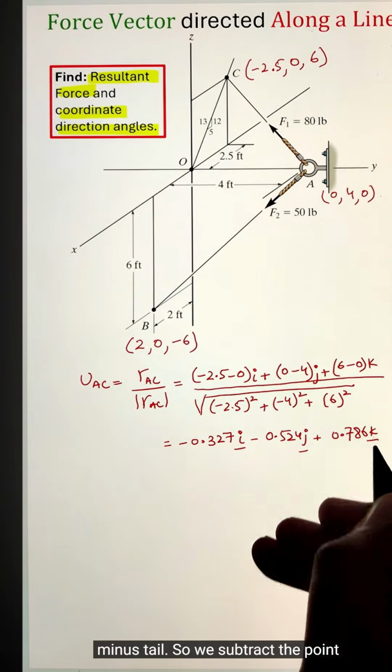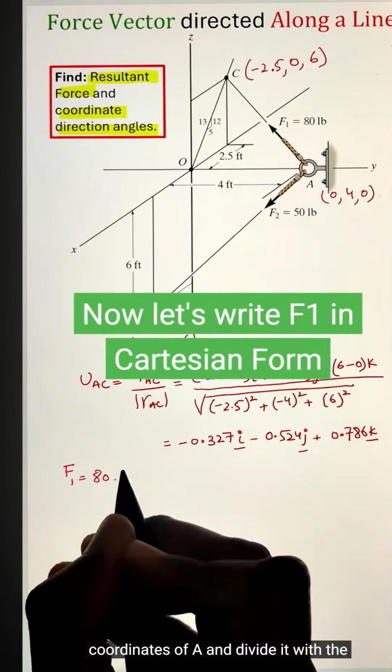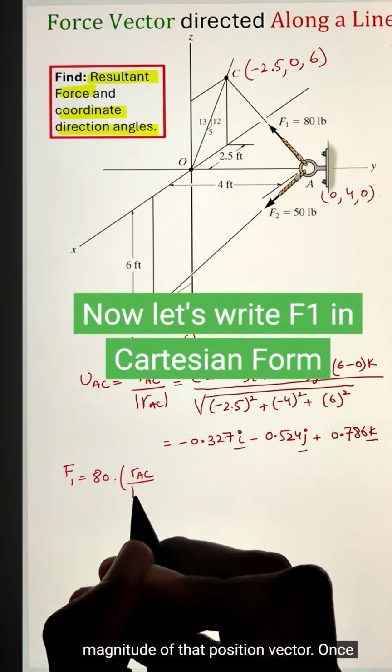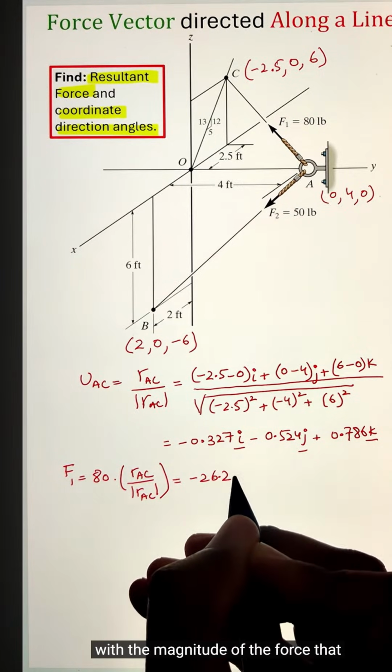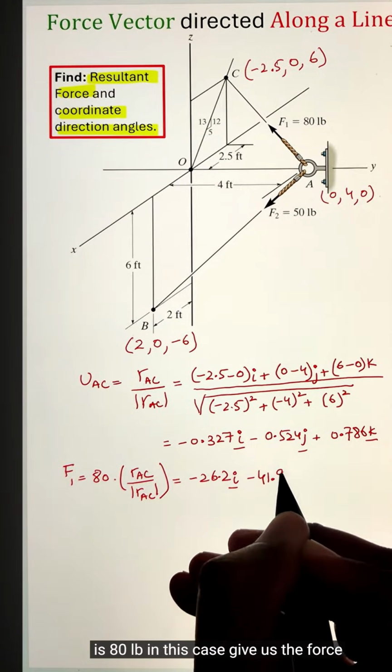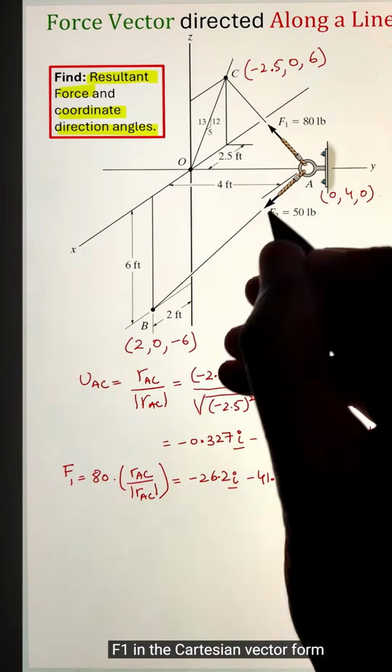So we subtract the point coordinates of A from the point coordinates of C and divide it by the magnitude of that position vector. Once we have the unit vector, multiplying it with the magnitude of the force, that is 80 pounds in this case, gives us the force F1 in the Cartesian vector form.